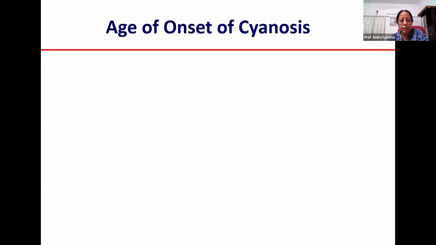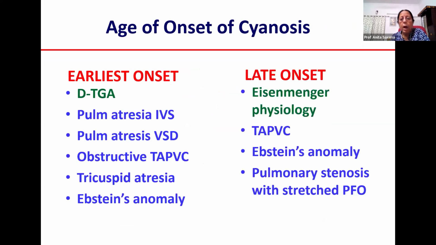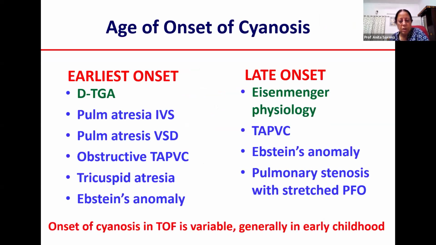When it comes to cyanosis, I think we did discuss that very early onset cyanosis is seen in these conditions, which is transposition, pulmonary atresia intact septum, pulmonary atresia VSD, TAPVC of obstructive variety, tricuspid atresia, Ebstein anomaly, and a late onset would indicate Eisenmenger syndrome, like the patient we discussed. And yes, we did think about TAPVC and Ebstein anomaly also in that situation. Remember, tetralogies are usually not cyanosed at birth. They tend to develop cyanosis after a few weeks or months of life, but most often the history will be early childhood, maybe infancy, especially if you're getting an adult with tetralogy of Fallot.